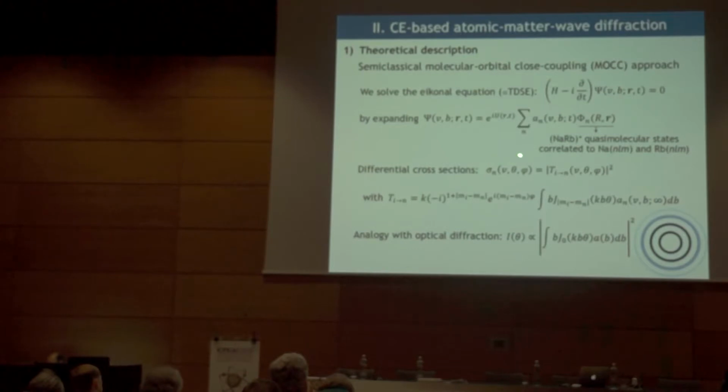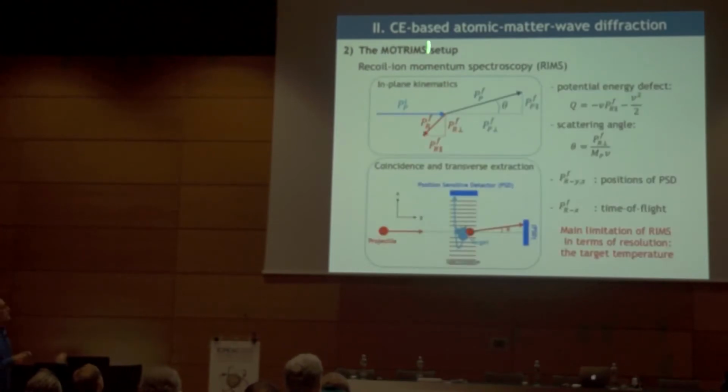Once we have the definition of the DCS and scattering amplitude, the analogy with usual diffraction in optics is obvious. It is written here. And in this case, the function A of b will correspond to the radial distribution of the light through the hole. Then now I turn to the MOTRIMS setup.